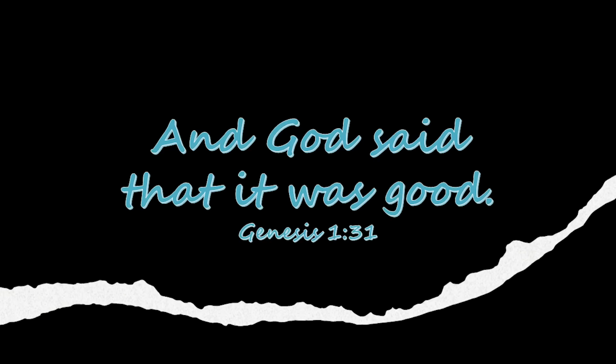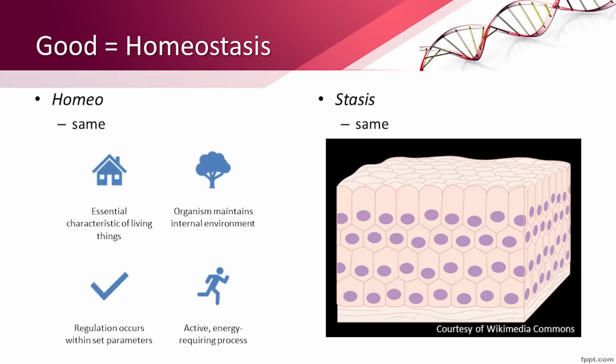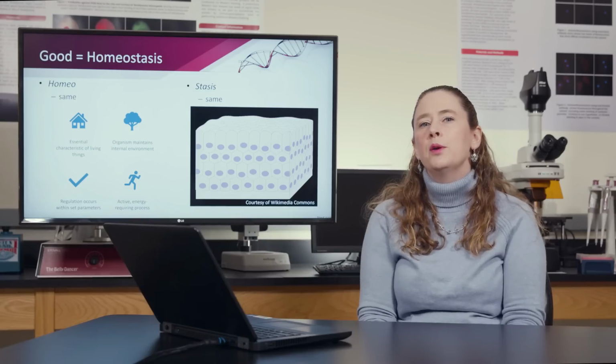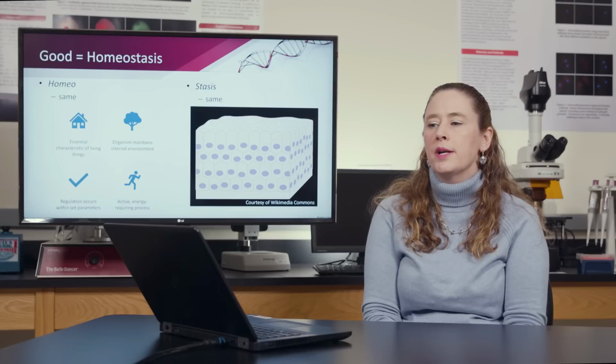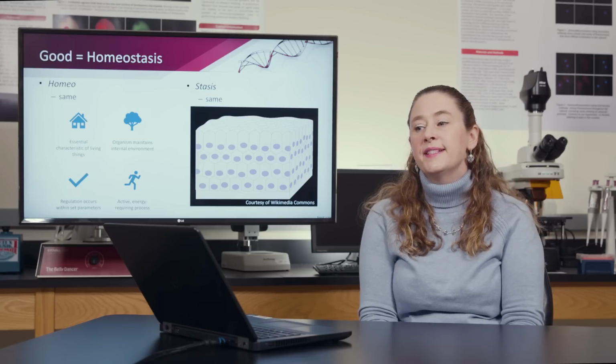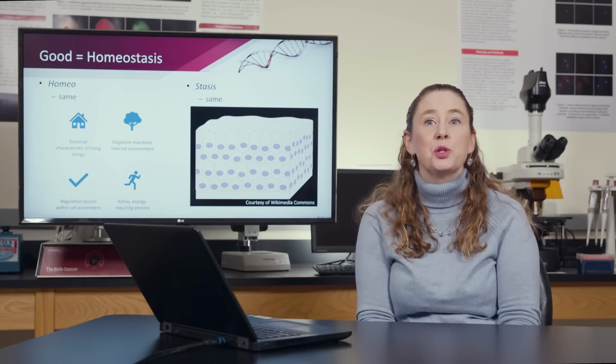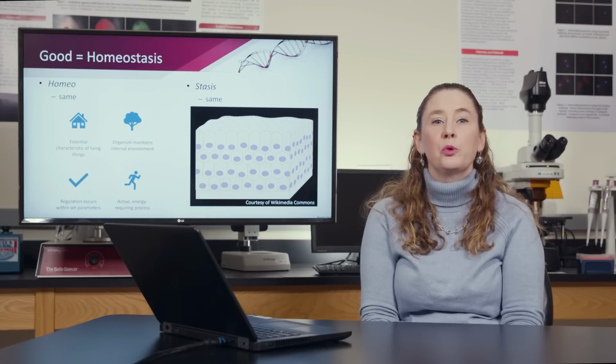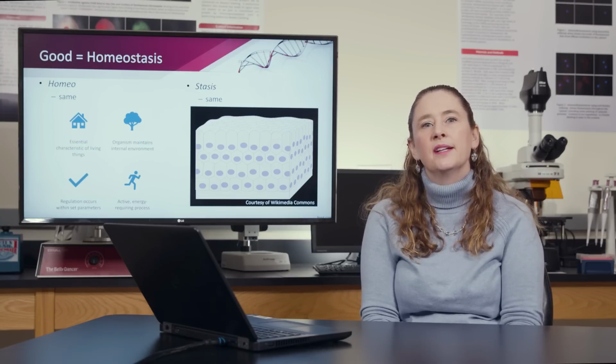As you know from the creation story, after God had finished creating everything in 6 days, he looked at what he had made and he said that it was good. One of the biological aspects of the good design that God made is the process of homeostasis. Homeostasis is actually a strange word. Homeo means same, and stasis also means same. So the word literally means same.